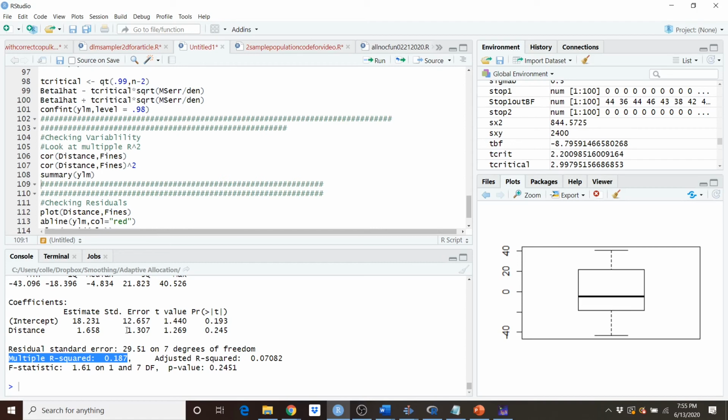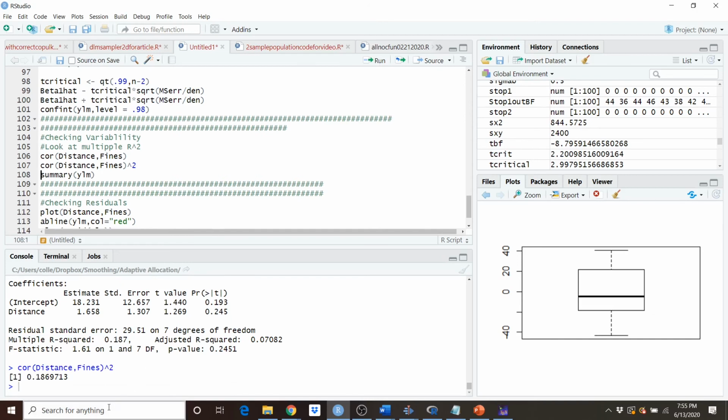What did we say we got when we did our squared correlation value? 0.18697. So 0.187. And so what we would say is that 18.69% of the variability in finds can be explained by distance.